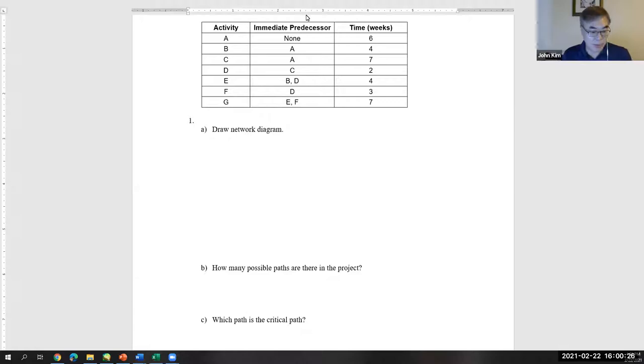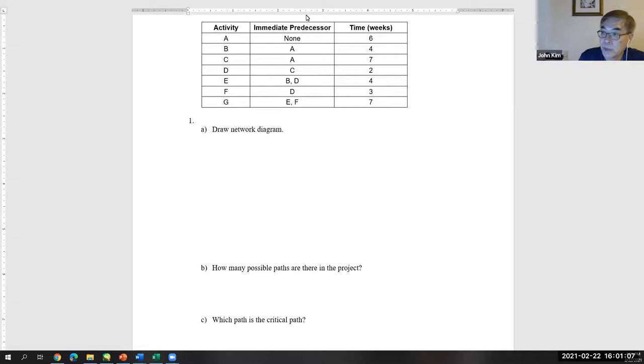Okay, last week, chapter 4A, chapter 5. Chapter 5, the practice problem, number 1. Question 8: draw a network diagram using activity designation and immediate predecessor, using a node and arrow. We can draw the network diagram.